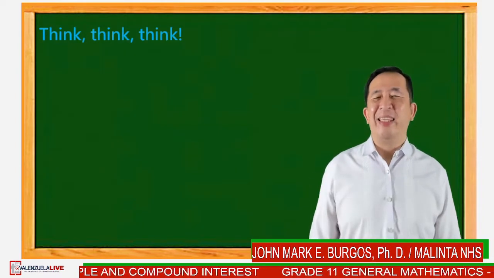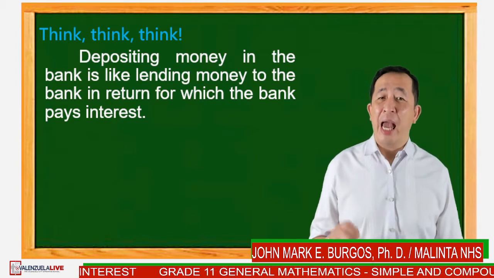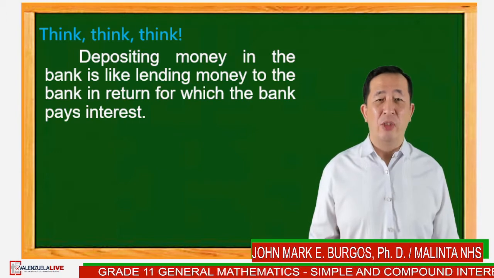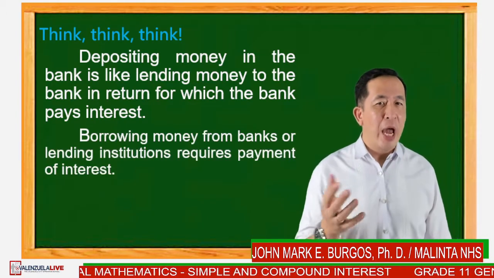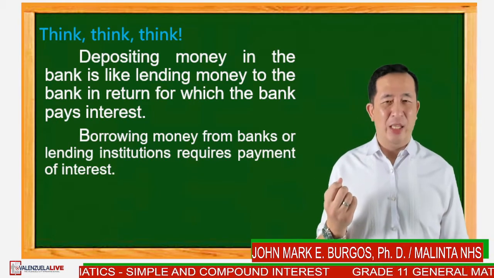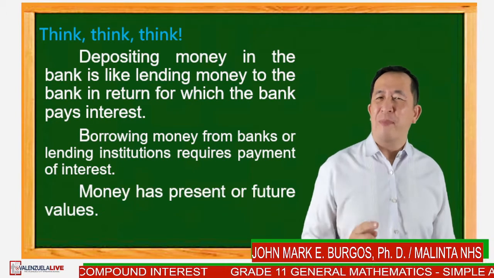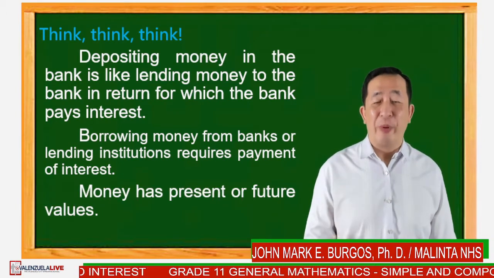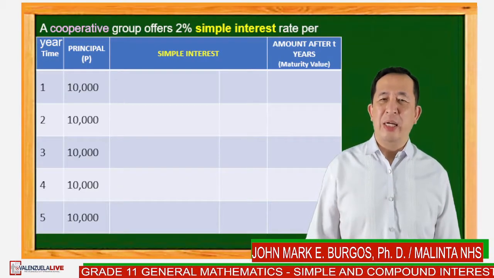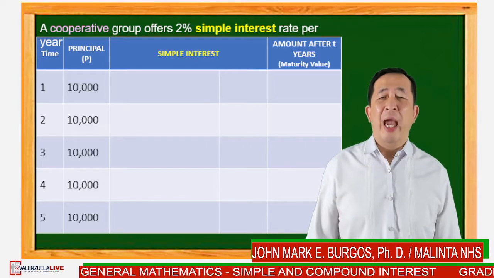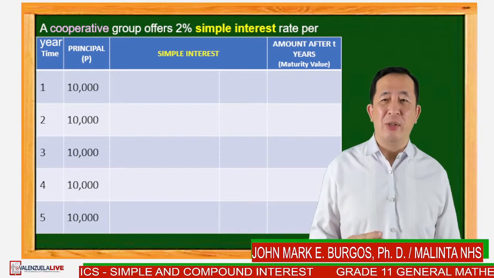Let us contemplate the situation. Depositing money in the bank is like lending money to the bank, in return for which the bank pays interest. Borrowing money from banks or lending institutions requires payment of interest. Always remember that money has present or future values. Let us consider the first option: a cooperative group offers 2% simple interest rate.